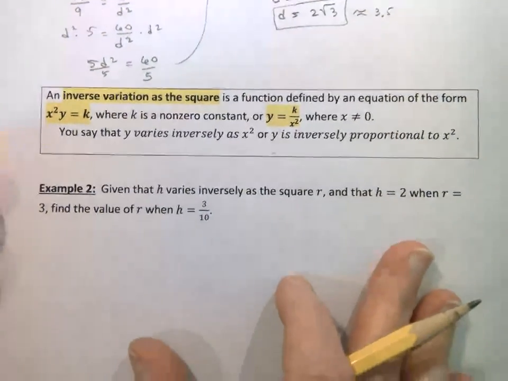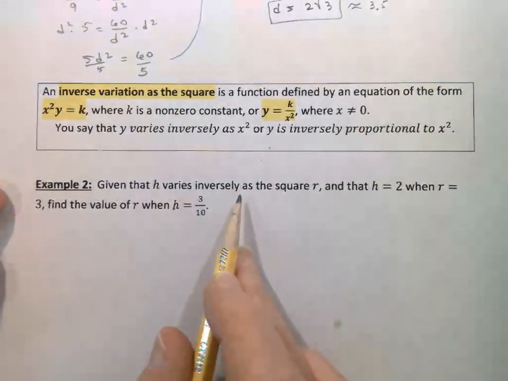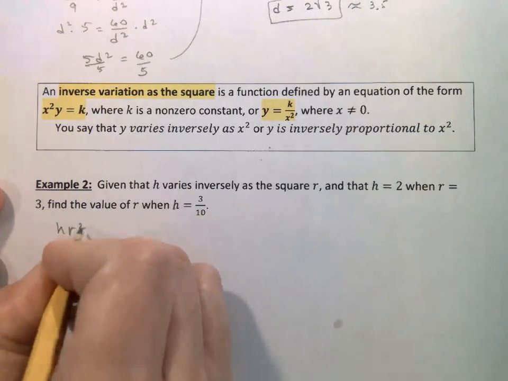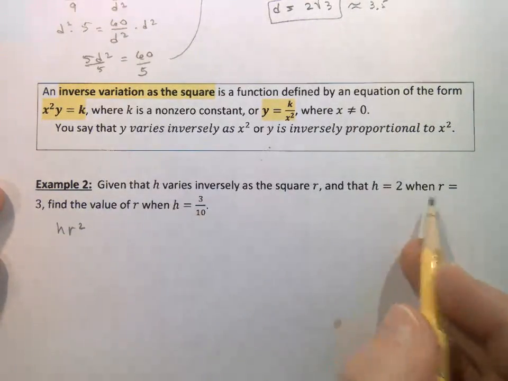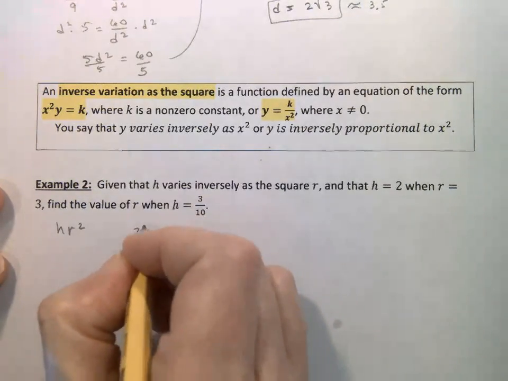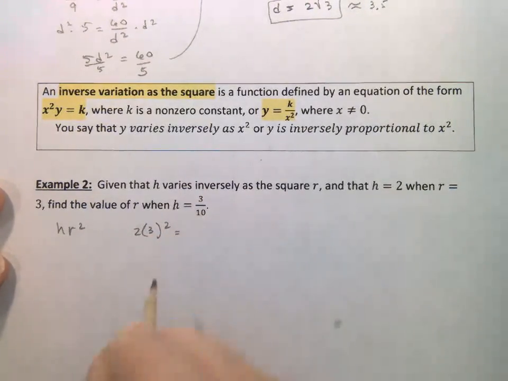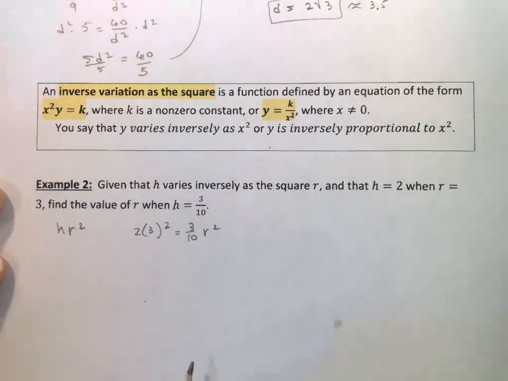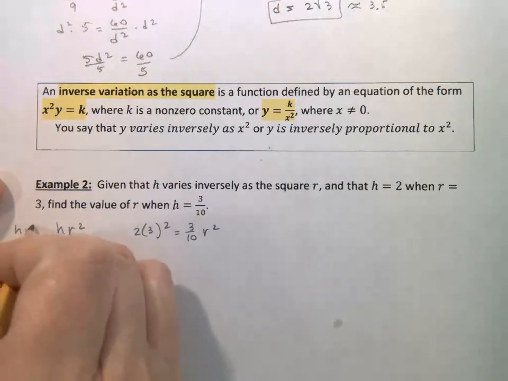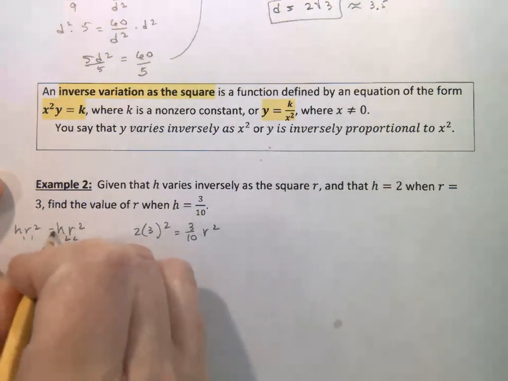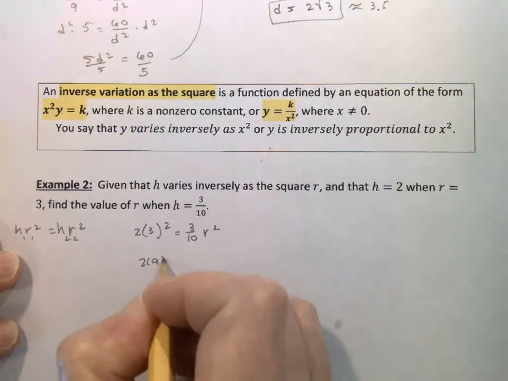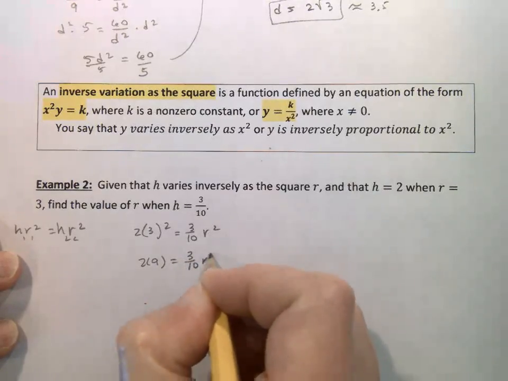Okay, so let's look at example 2. Given that h varies inversely as the square of r, and that h is equal to 2 and r is equal to 3, so 2 times 3 squared, find the value of r when h is equal to 3/10. So that's what it's going to look like. We would have h r squared. Okay, that's for inverse. So then I'm going to solve for r squared. So I have 2 times 9 equals 3/10 r squared.